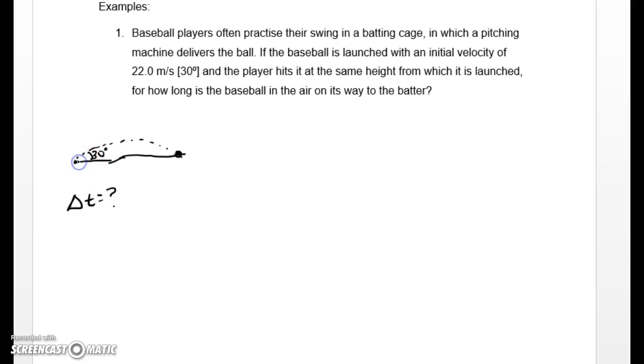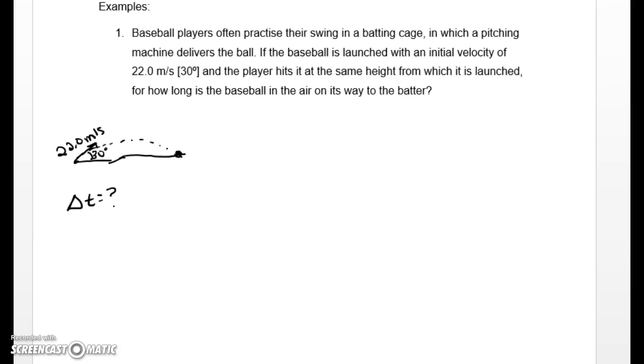One thing that we do know here is that we have this angled velocity of 22.0 meters per second. And that's about all that we're given in this question. So this doesn't sound like we have a whole lot to work with. But believe it or not, we can find a lot of information just knowing your initial velocity and an angle, and that's it.